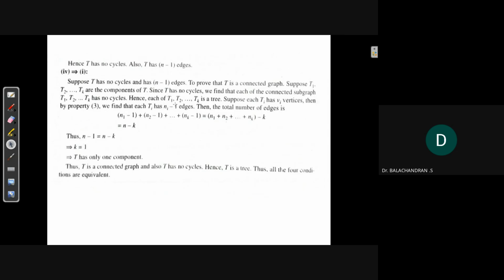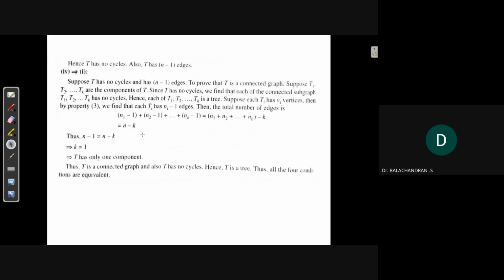Since T1 is a tree, how many vertices does T1 have? n1 vertices. Then how many edges does T1 have? n1 minus 1. Similarly, T2 has n2 vertices and hence n2 minus 1 edges. Finally, Tk has nk vertices and hence nk minus 1 edges. If you add the edges in T1, T2 up to Tk, you get the total number of edges in T. We know that n1 plus n2 plus up to nk is n, so the total is n minus k.